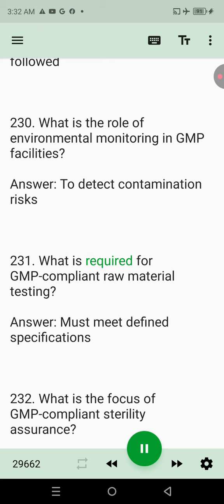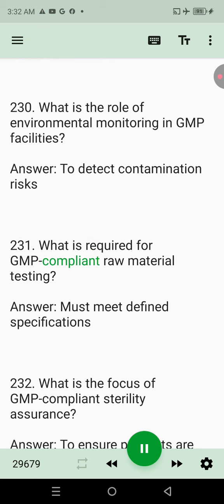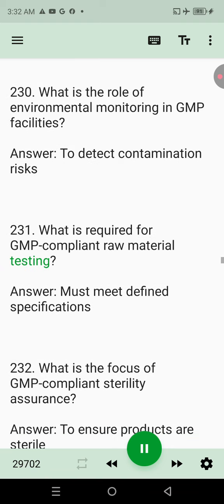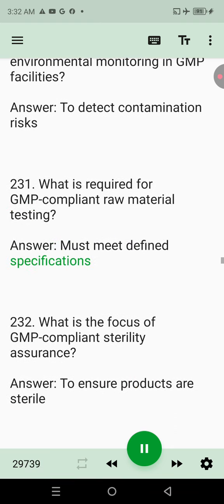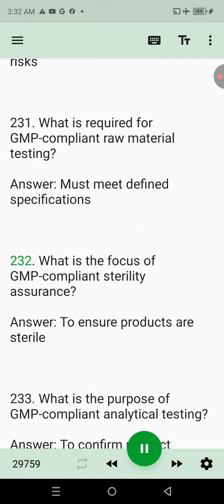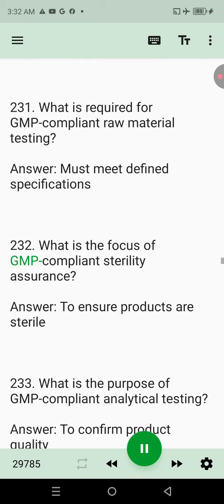231. What is required for GMP-compliant raw material testing? Answer: must meet defined specifications. 232. What is the focus of GMP-compliant sterility assurance?